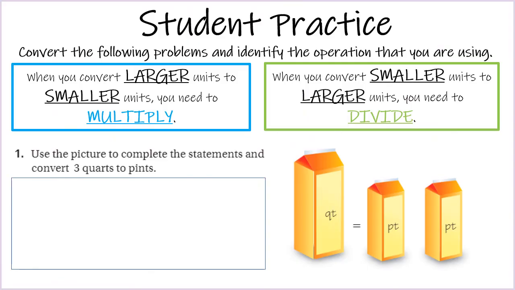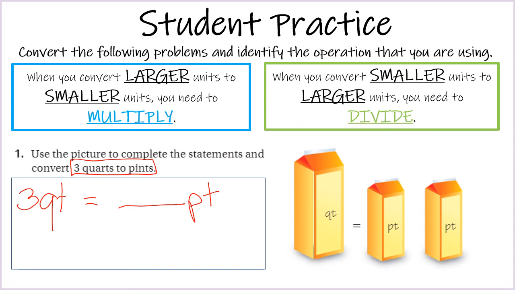Okay, let's try one together here. Convert the following problem and identify the operation that you're using. So we want to use this picture to complete this statement. We want to convert 3 quarts to pints. All right, let me write that down. 3 quarts is equal to how many pints?